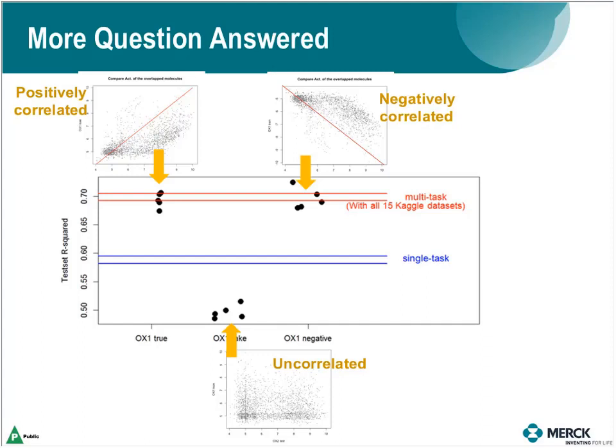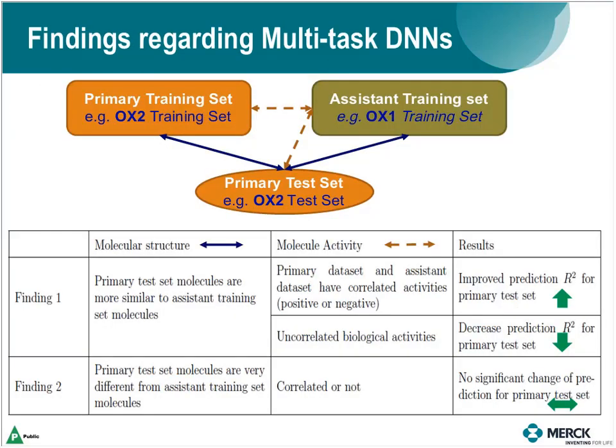But if it's uncorrelated, it makes the problem worse, even worse than just using that data set alone to train the whole thing. So this is the result of this finding. Basically, we propose that in the future, when we have a primary training set and a primary testing set, we can introduce a system data set.